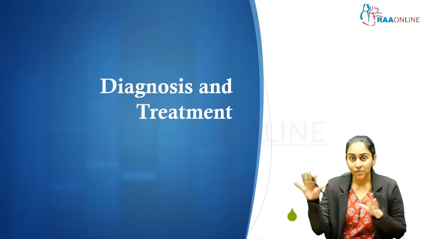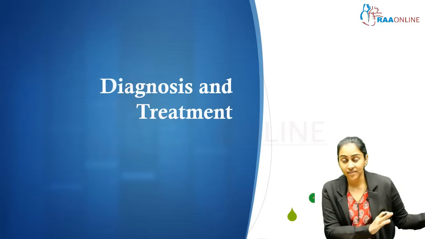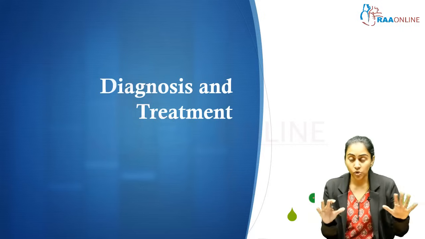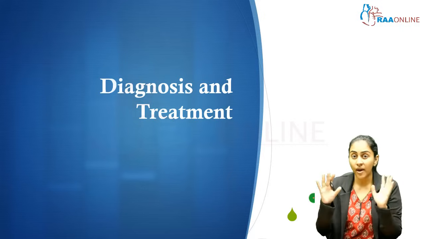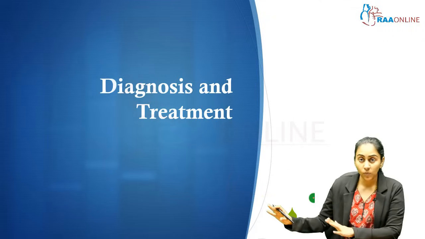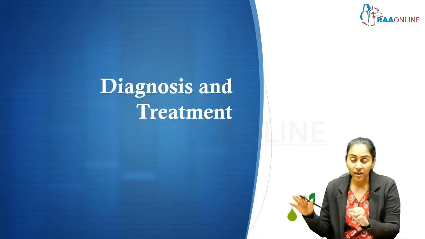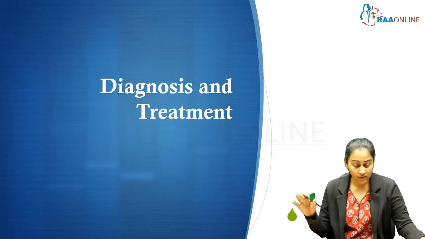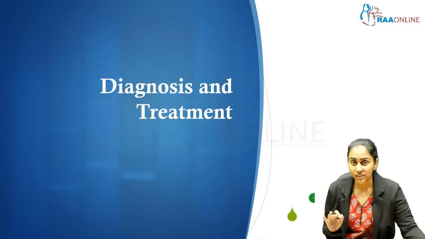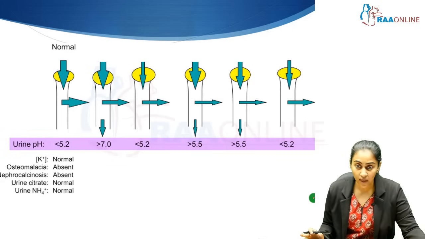Now, having understood the basics of type 1 distal RTA, acid secretion defect, type 2 proximal RTA, bicarbonate reabsorption defect, and finally you have type 4, which is hyperkalemic RTA, which is because of a defect primarily in potassium secretion at the level of the collecting duct. These are the 3 major types of RTA. Now let's try to understand a bit about their diagnosis and management before we wrap up this session.